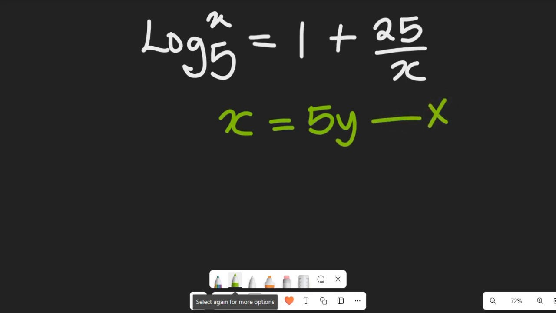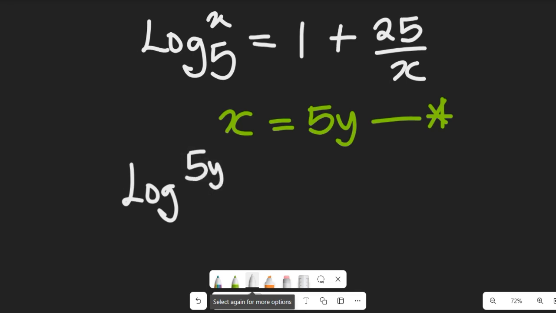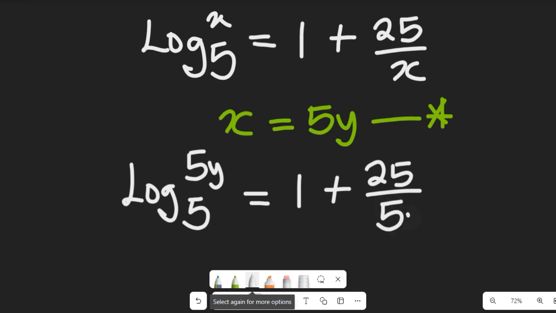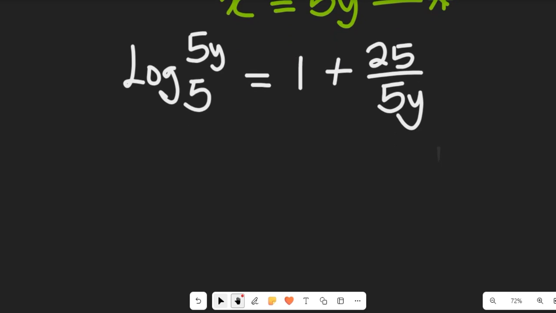This is one expression I'm going to revert as the solution goes on. If I do that, I'm going to have this become log of 5y base 5 equal to 1 plus 25 divided by 5y. So now I can find the value of y.